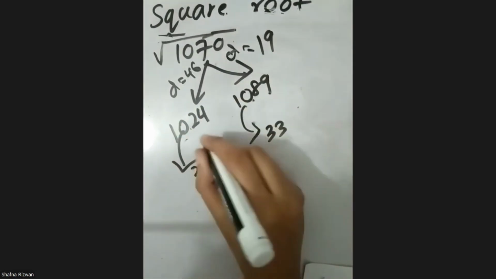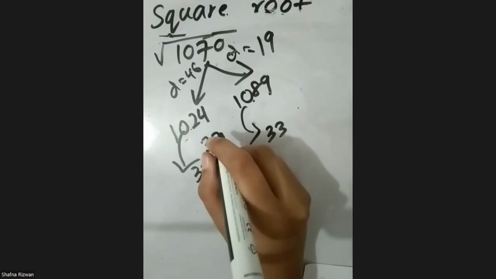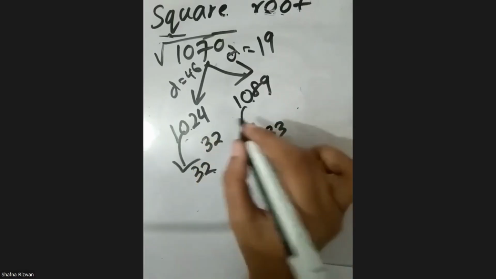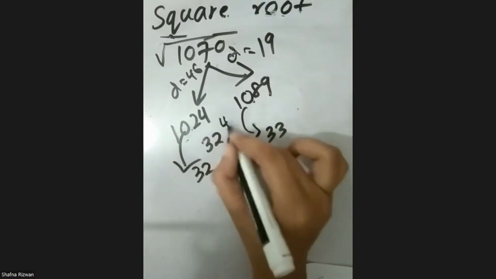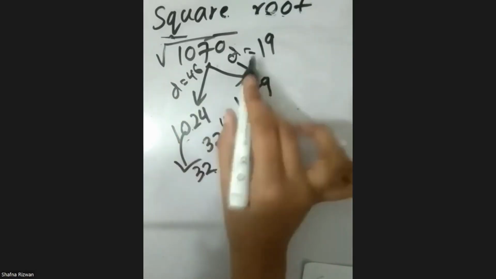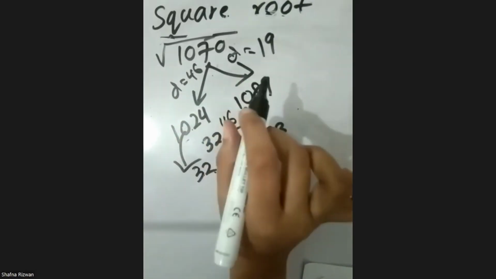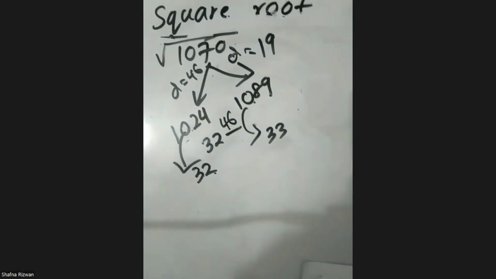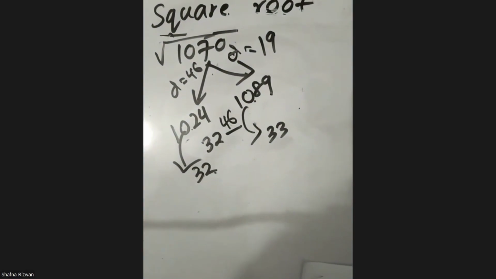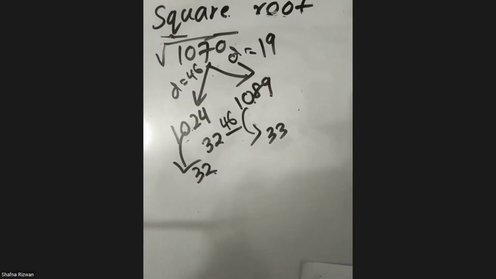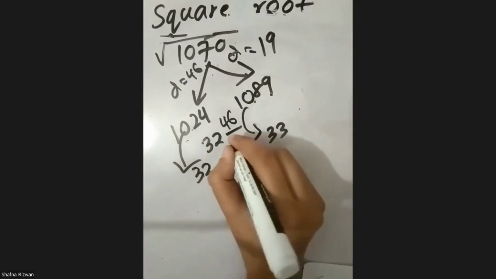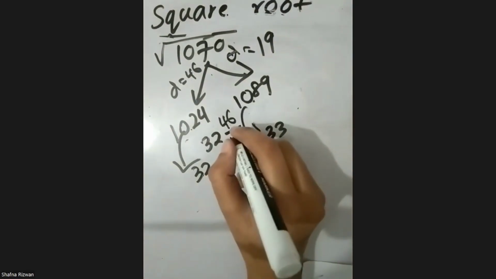Now let's do our method with 32, and let's take this number 46 and divide by the addition of both of them. 46 plus 19 will give you how much? It will give you around 65.